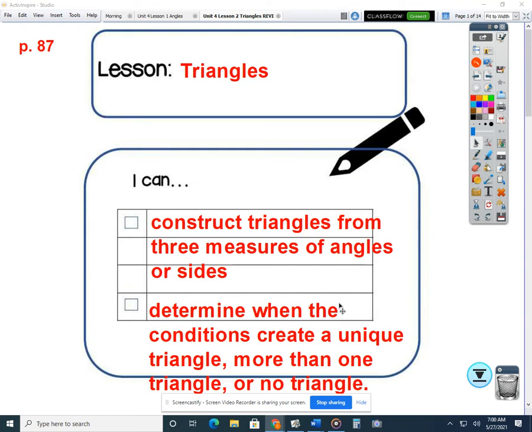Starting on page 87, our notes on triangles. Our I can statements tell us that by the end of our lesson, we should be able to construct triangles from three measures of angles or sides. And the reverse of that also is identifying whether or not you can make triangles with certain angles or sides. Second, to determine when the conditions create a unique triangle, meaning only one, more than one triangle, or no triangle at all.